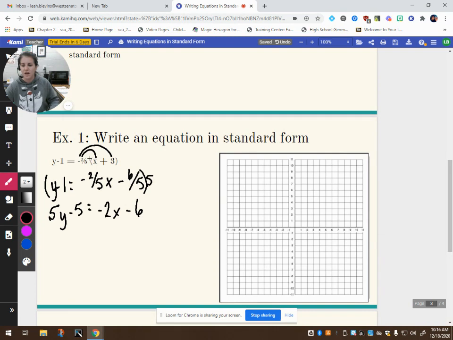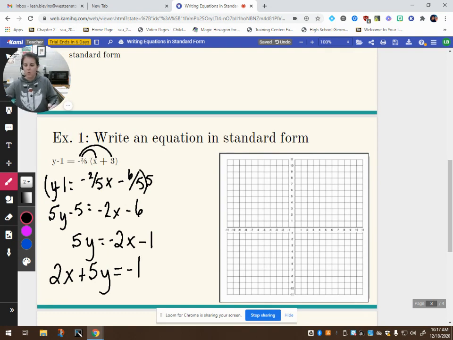So now I'm going to add 5 to both sides. So I have 5y equals negative 2x. If I add 5 to both sides here, I'm going to have negative 1. So then we don't want this x term here. We want it on the other side. So I'm going to add 2x to both sides. So I end up with 2x plus 5y equals negative 1.